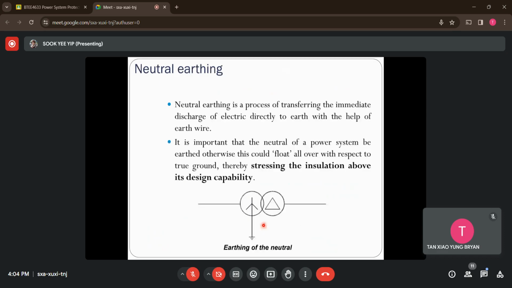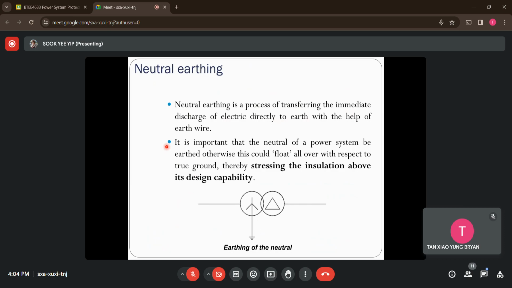Okay, so now let's move on to the other topic, whereby we can protect the transformer against fault situations by using neutral earthing. We actually learned about this in the last course. So what is neutral earthing for a system? Basically, it's a process of transferring the immediate discharge of electricity directly to the ground with the help of a ground wire. So during the event that one of the phases shorts to the ground, we can prevent the components from damage.